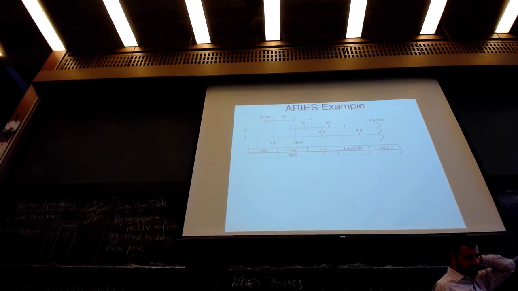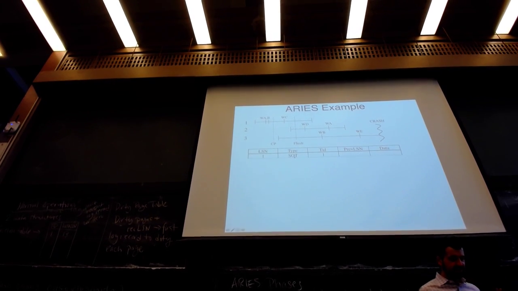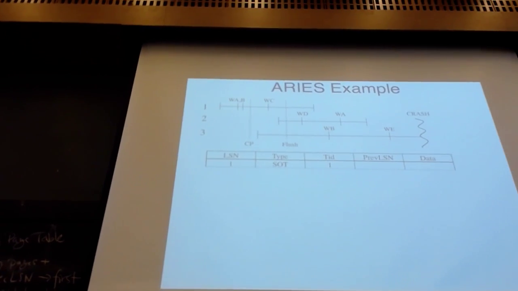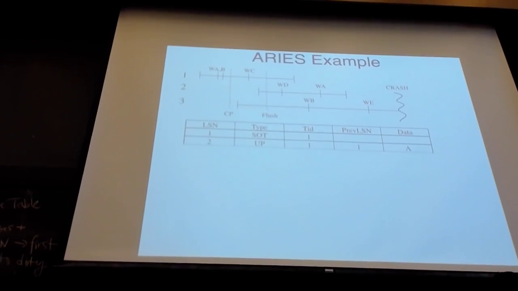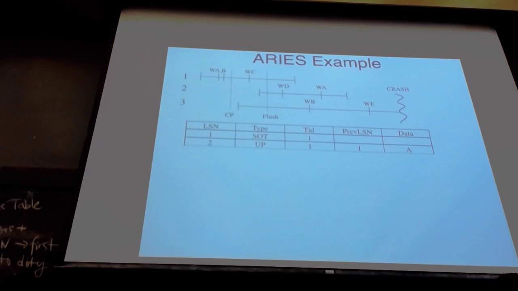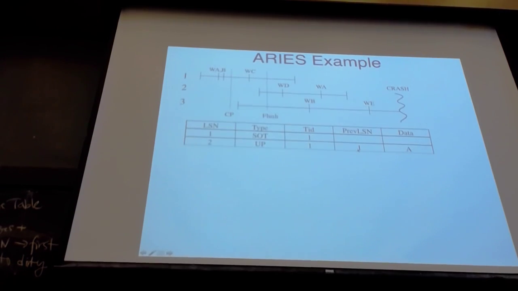So the first thing that happens, SOT is the start of transaction. Log number 1, transaction ID 1 starts. Then transaction 1 updates this record A. Notice that in these log records, we've added this thing called previous LSN. Previous LSN is just the previous log sequence number that this transaction wrote. So if we were to follow previous LSNs in backwards order, we could walk through all the operations that a given transaction wrote.